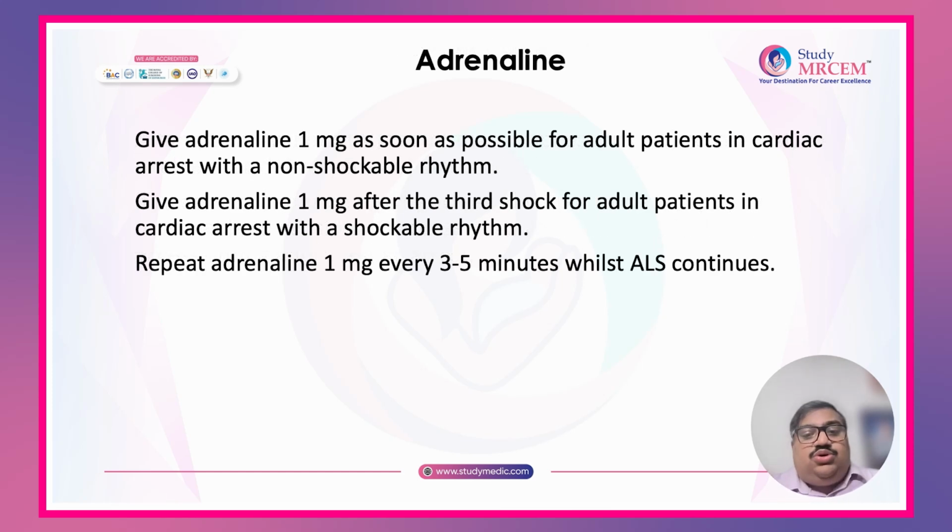Coming to the drugs, as I told you, give adrenaline 1 mg as soon as possible for an adult patient in cardiac arrest with a non-shockable rhythm. Give adrenaline 1 mg only after the third shock for an adult patient in cardiac arrest with a shockable rhythm, and repeat adrenaline 1 mg every 3 to 5 minutes while you are continuing ALS.